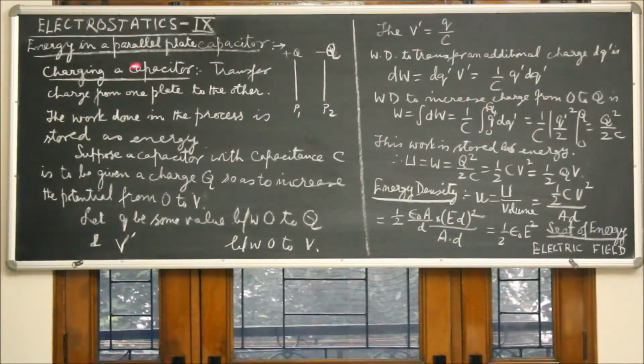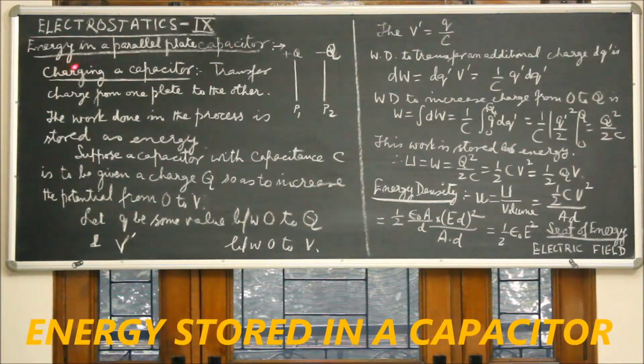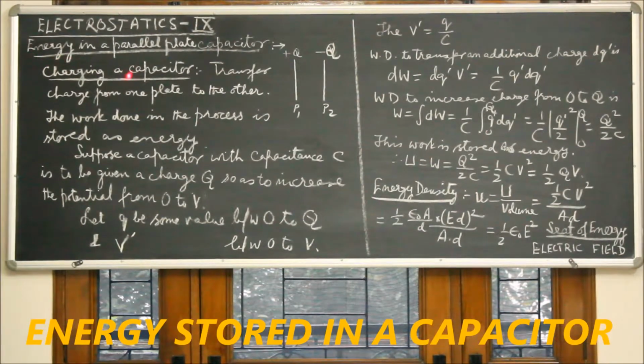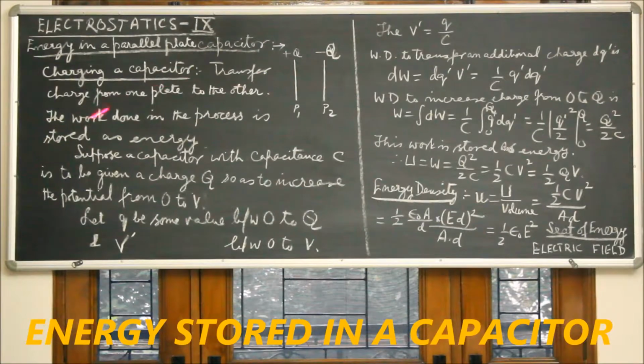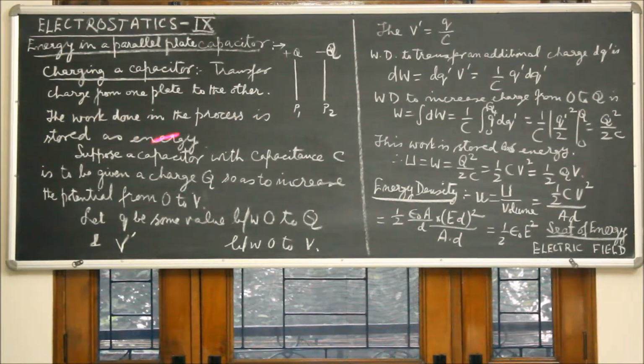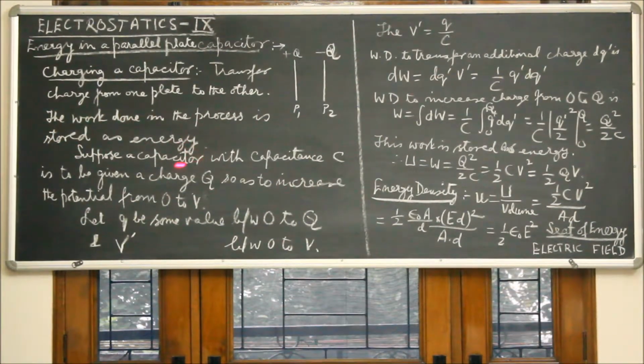A capacitor can store charge and energy in it. In order to get the energy stored in a parallel plate capacitor, let's consider a capacitor here consisting of the two plates shown here. Charging a capacitor requires transfer of charge from one plate to the other. That is, say this to this. The work done in the process is stored in the capacitor as energy.